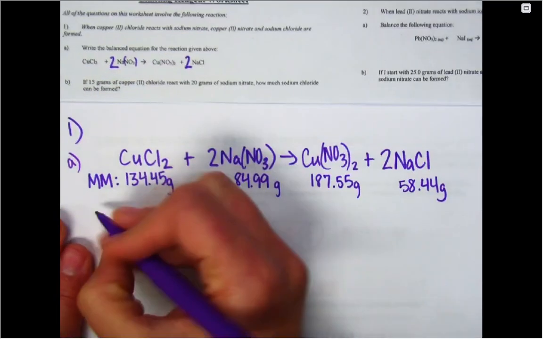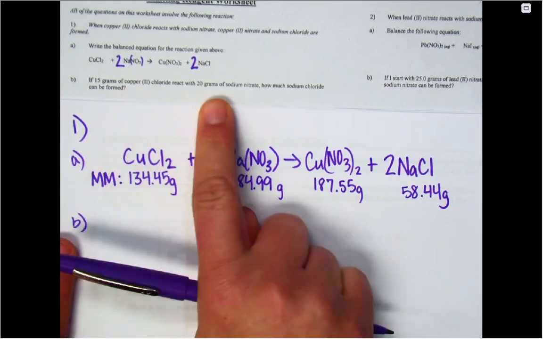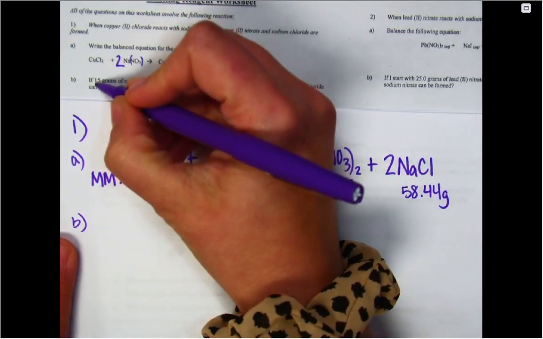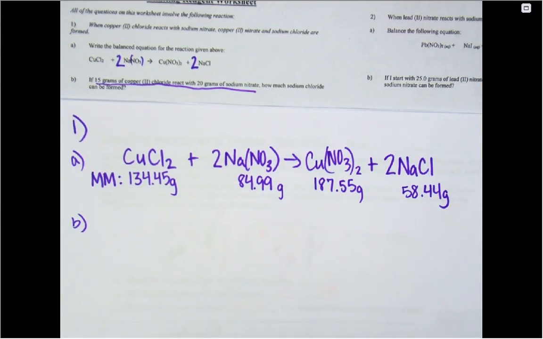So this is your letter A. Letter B was saying if 15 grams of copper 2 chloride react with 20 grams of sodium nitrate. How is this problem different from what we usually have been doing? How many givens are there? There's 2 givens. That sucks. So you can't use both givens in one calculation. We're going to have 2 calculations. For every single time that we set up this crazy little stoichiometry stuff, you can only have 1 given and 1 unknown. Never more than that.